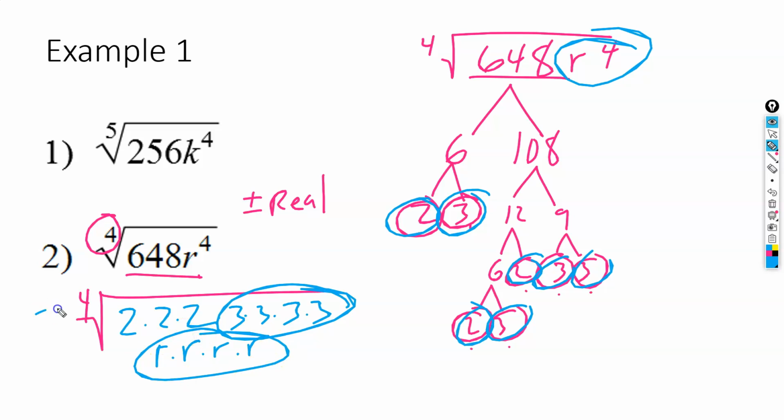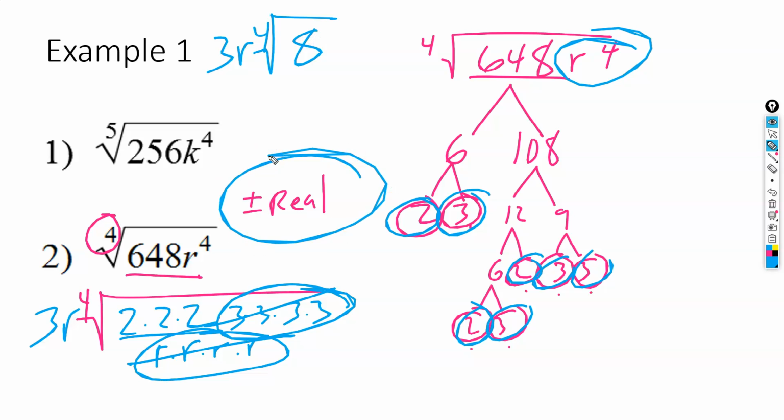So I could take a 3 out and cross off the group of 4 3's, and I can take an r out and cross off the group of 4 r's. I do not have enough 2's to take out. So now on the outside, I've got a 3 and an r, and on the inside, I've got 3 2's, which I'm just going to put back together with an 8. But don't forget, we should have a positive and a negative. So all we have to do is put a plus and a minus here. So the answer is plus and minus 3r, fourth root of 8.